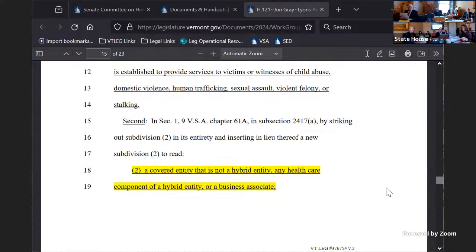I can scroll up to the definition section, where what you're going to see is just a set of things that say a hybrid entity has the same meaning as under HIPAA, and healthcare component has the same meaning as under HIPAA.